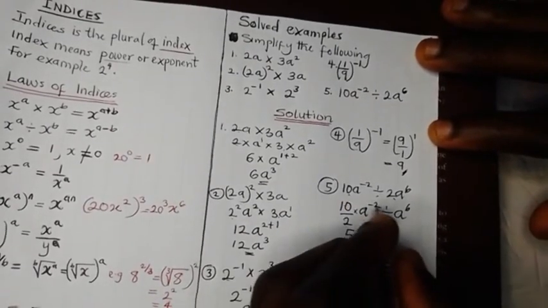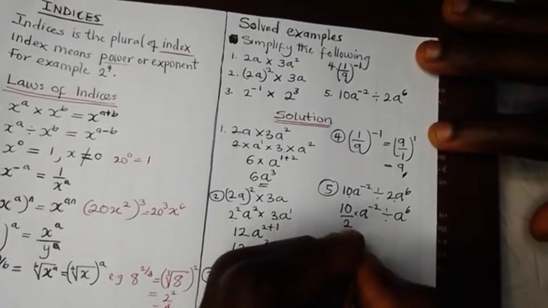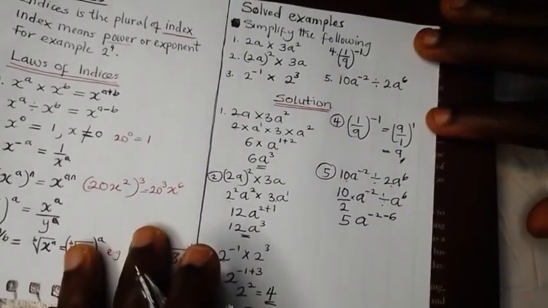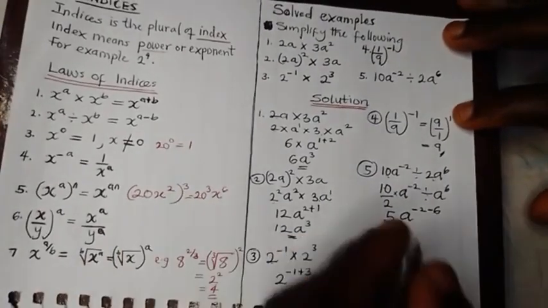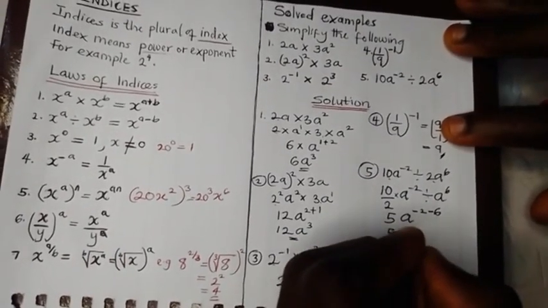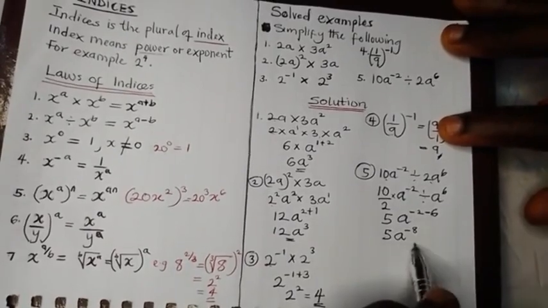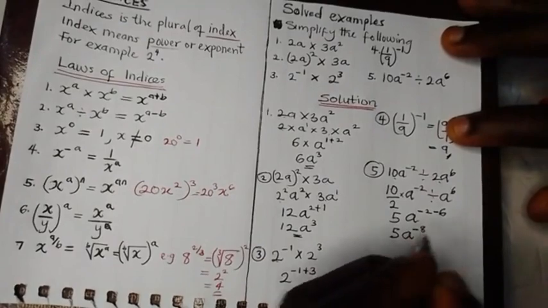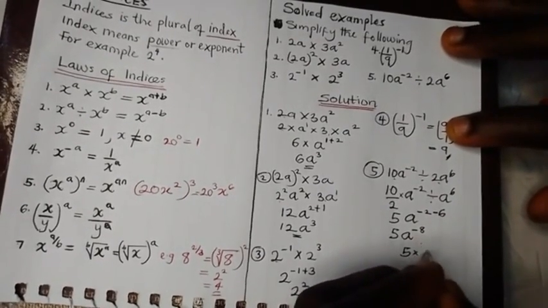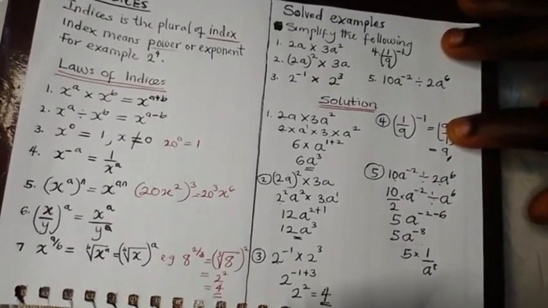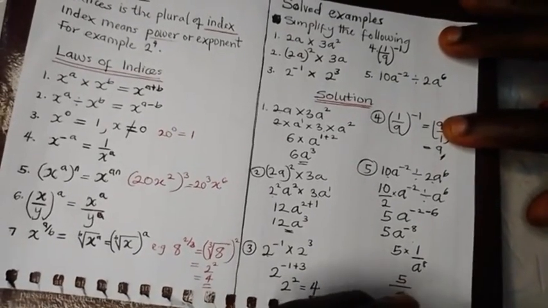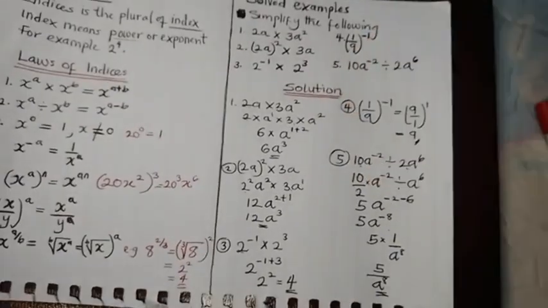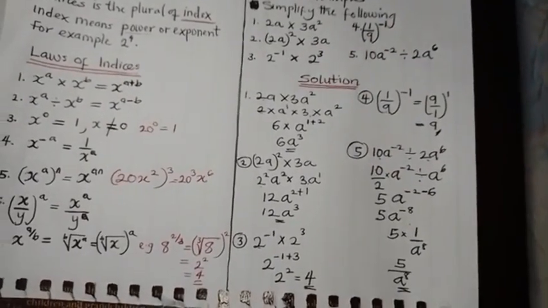Then a raised to power minus 2 dividing a raised to power 6 gives us, according to the laws of indices, a raised to power minus 2 minus 6. On further simplification, what will this give us? This will simply give us 5a raised to power minus 8. You can decide to apply the law number 4 that we have here, such that this a raised to power minus 8 will now become 5 multiplying 1 over a raised to power 8, which is the same thing as 5 over a raised to power 8. So with this, we have been able to completely solve these examples. There are more further examples we are going to solve in the next video.